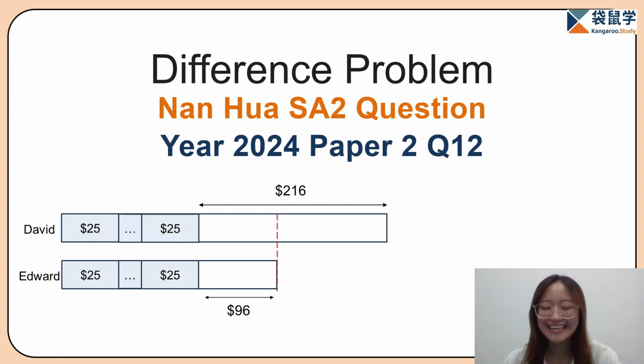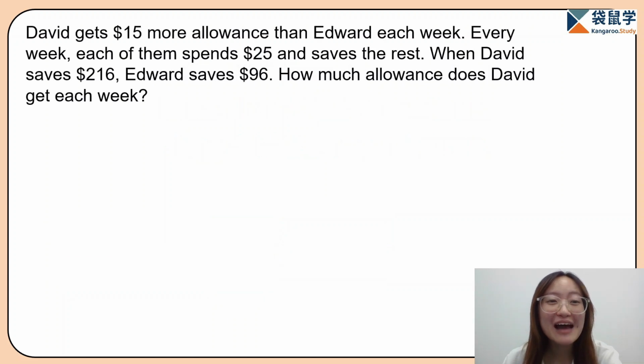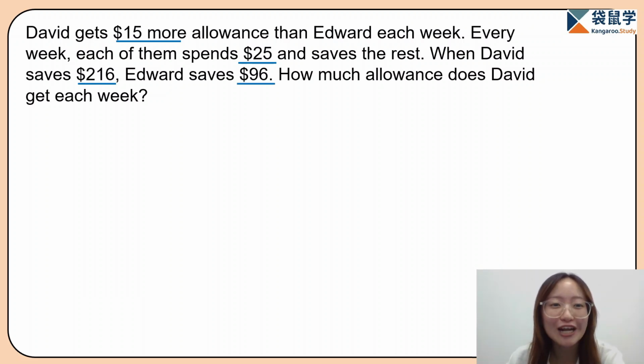Let's begin. So, we have that David gets $15 more allowance than Edward each week. The important information here is $15 more. Let's underline. Next, every week each of them spends $25 and saves the rest. When David saves $216, Edward saves $96. How much allowance does David get each week?